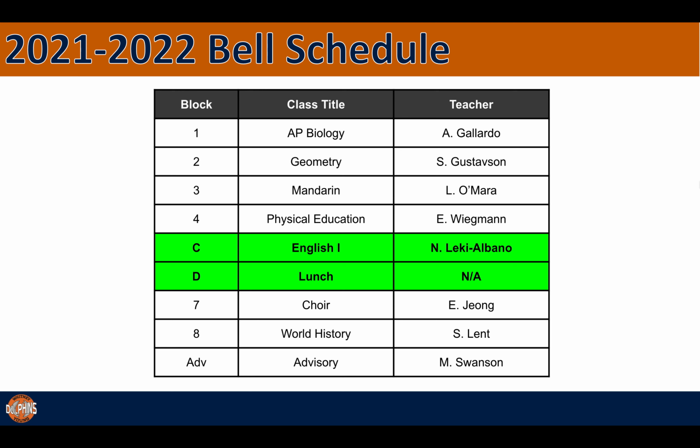Each student will be assigned to 7 classes, 1 lunch, and 1 advisory division. This example indicates this particular student has classes assigned to blocks 1 through 4, English assigned to block C, a lunch period in block D. Blocks 7 and 8 are followed by an advisory and division.